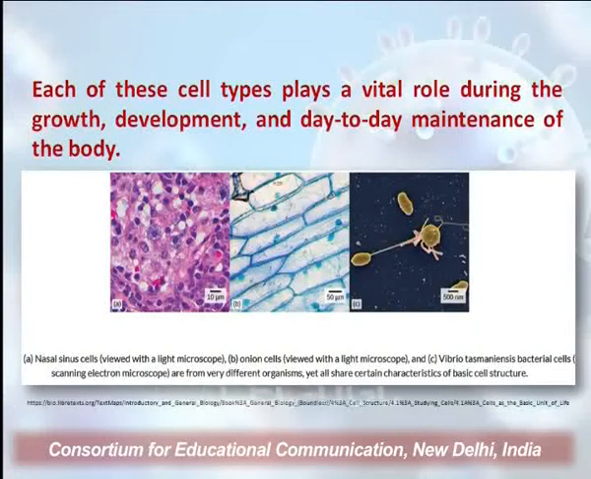In the first one we can see the nasal cells which are stained over here and watched under the light microscope. Then the second one is the onion cells, which are also watched under the light microscope. We can see this cell is surrounded by a cell membrane and inside this cell there is a prominent nucleus which plays a very important role in maintaining the development and the integrity of the cell.